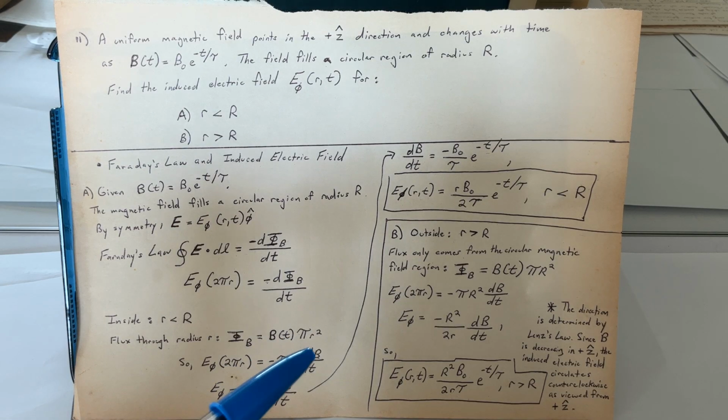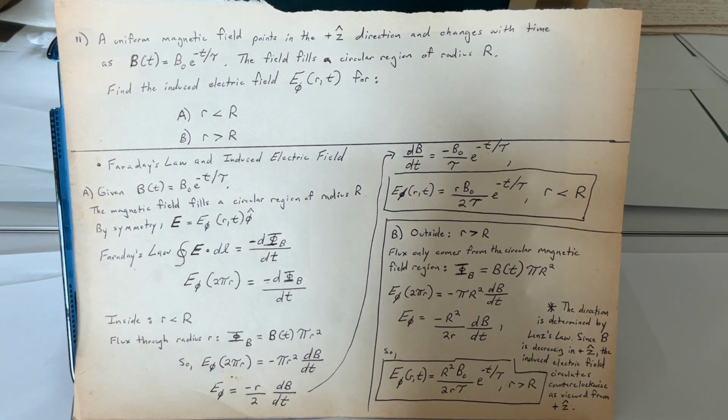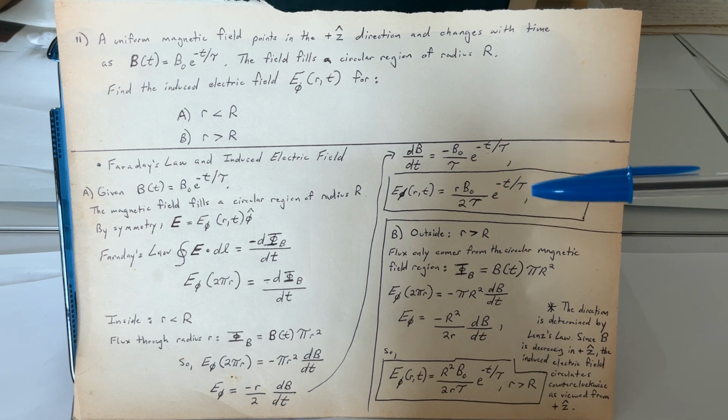So E sub phi equals negative r over 2 dB/dt. And then dB/dt is negative B0 over tau times e to the negative t over tau. So we wind up getting, for part A, E sub phi of r, t equals r B0 over 2 tau times e to the negative t over tau, where lowercase r is less than capital R. Okay, so that takes care of inside.